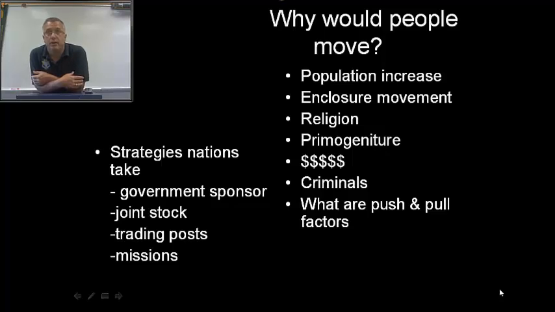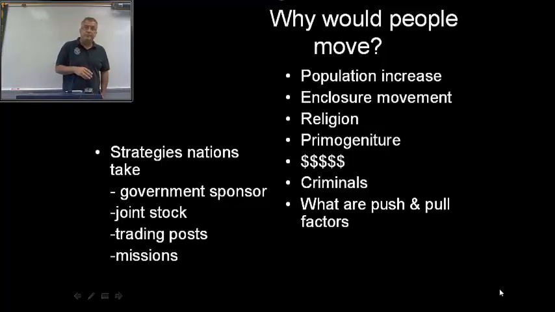Religion is going to be a big motivator. The Reformation, which we'll talk about a little bit in class, is still in full swing, and challenges to traditional or accepted religious thought lead people to look for places they can practice their beliefs in peace. So that'll be more religious freedom, a big one.